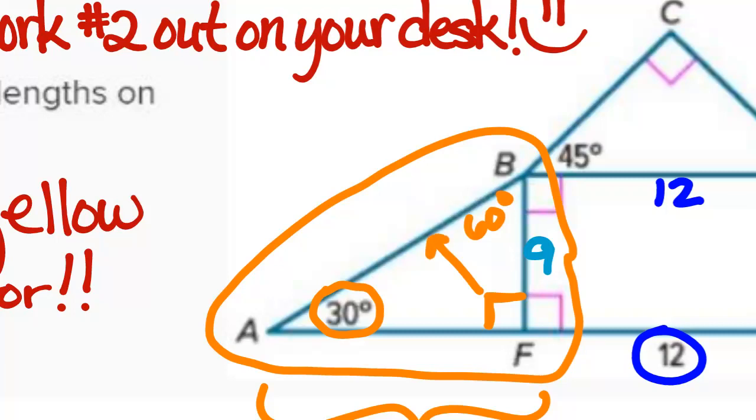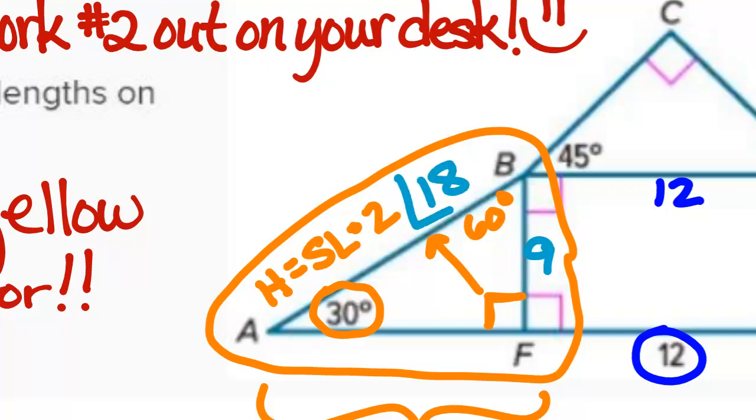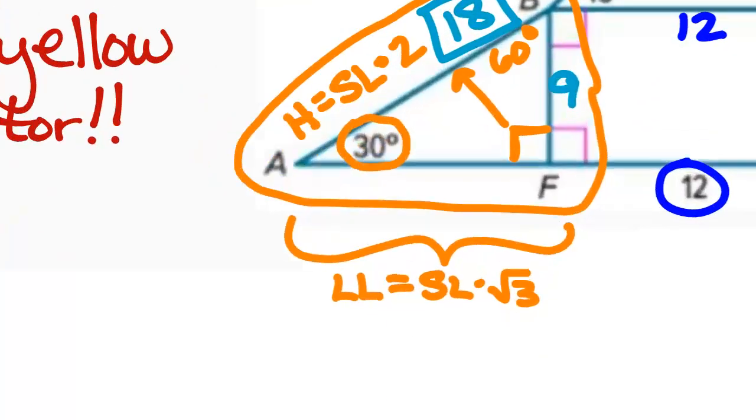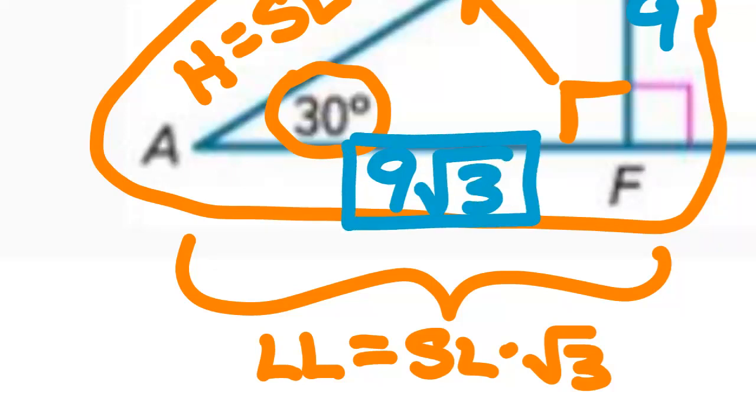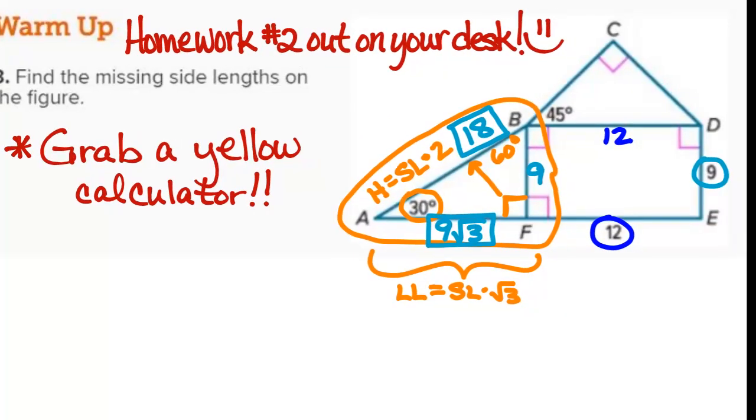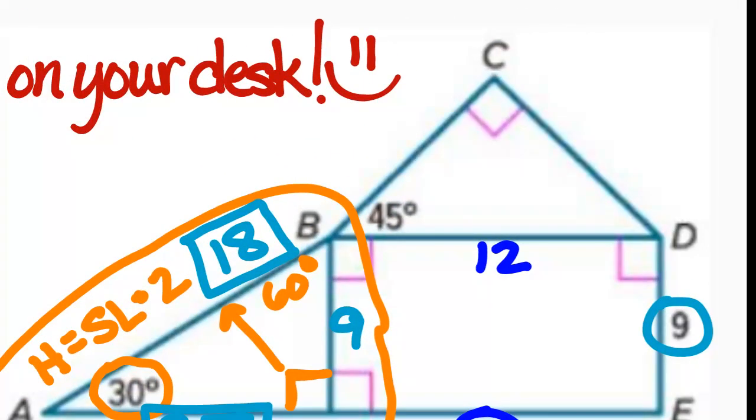AB is the hypotenuse. Hypotenuse is equal to the short leg times 2. Well, if the short leg is 9, then how big is the hypotenuse? Has to be 18. And the long leg would be 9 square root of 3. That leaves only 2 more sides that we need to find. We need to find BC, and we need to find CD.